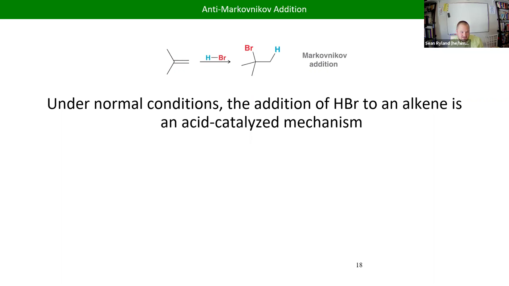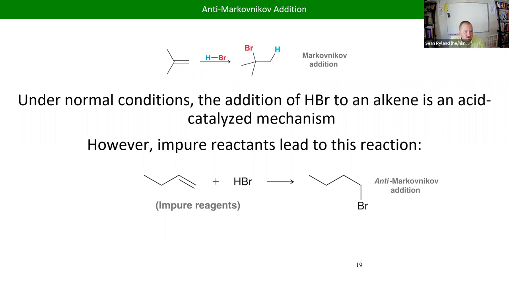With hydrobromic acid, normally we would expect acid catalyzed addition. You protonate the alkene, then you add the bromide to the other side. So you get the Markovnikov acid catalyzed addition. This is actually one of the first free radical mechanisms they figured out, because they realized if they used old alkenes, if the alkenes had been sitting on the shelf for a long time, they actually got the anti-Markovnikov product mixed in with the Markovnikov product.